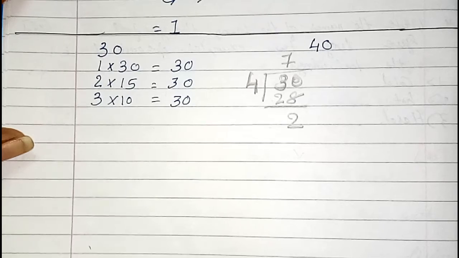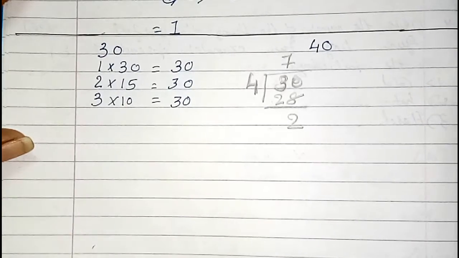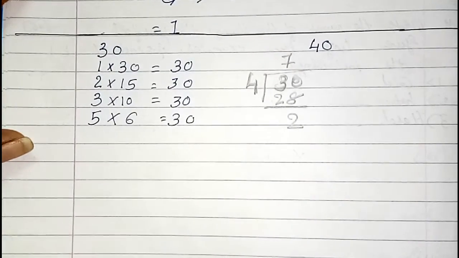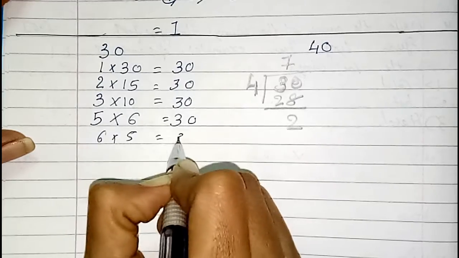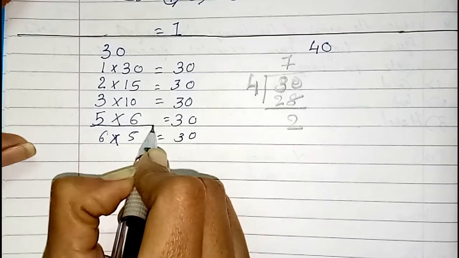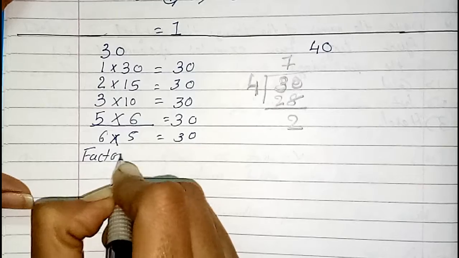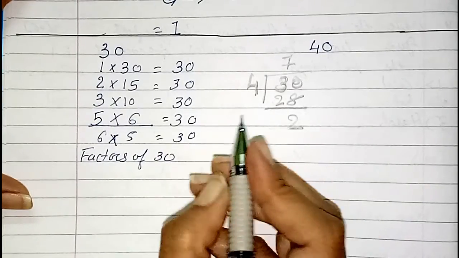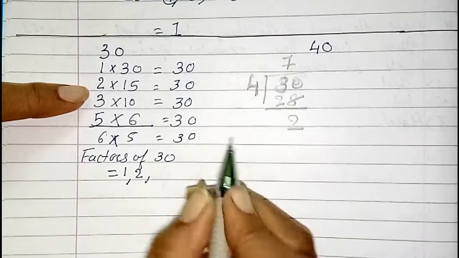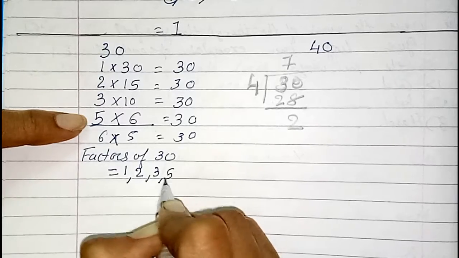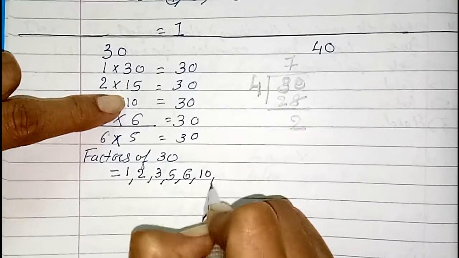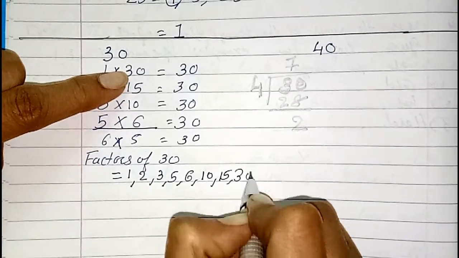So this number 30 cannot be divided by 4. So 4 is cancelled. Take 5. The last digit should be 0 or 5. Yes. So 30 can be divided by 5. 5 sixes are 30 and 6 fives are 30. The number repeated, so we have to stop. So write the factors of 30: we'll start from here, 1, 2, 3, 5, 6 and 5 we already wrote. So 10, 15 and 30.